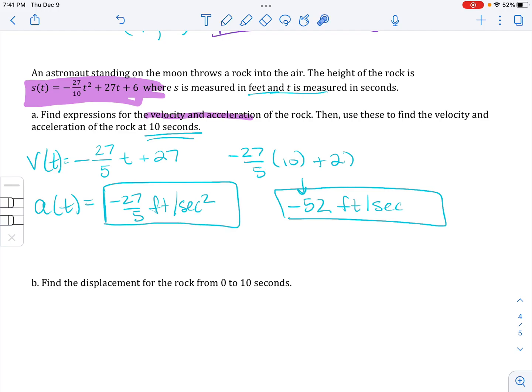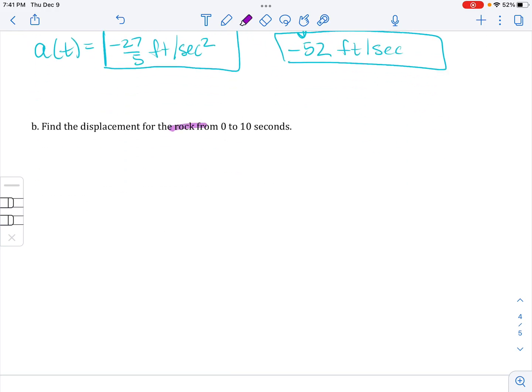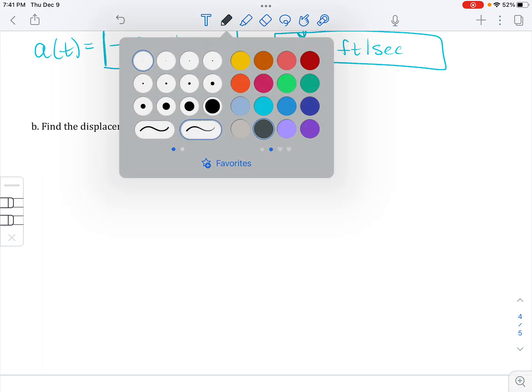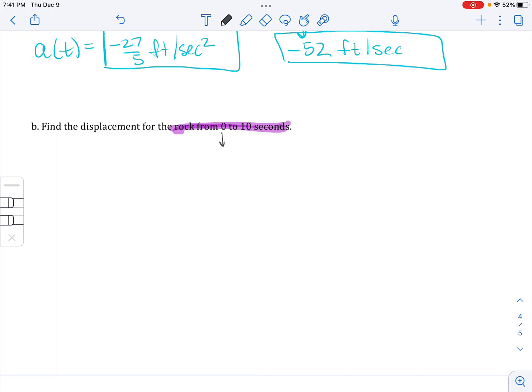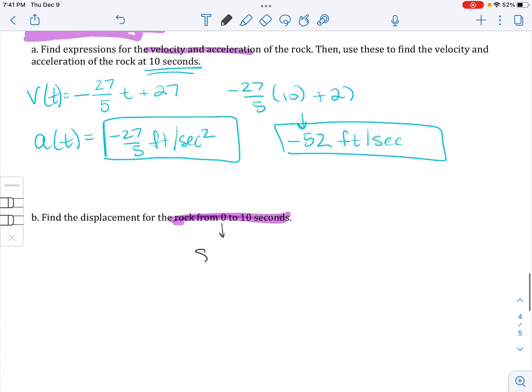Okay, so short story, take the derivative, get an answer, plug it in if you can. Sometimes there's a variable left over and sometimes there's not. If there's not, then there's obviously nothing to substitute. Find the displacement for the rock from 0 to 10 seconds, no problem. That's positional. So find s of 0, get an answer. Find s of 10, get an answer. And whatever those are, we just subtract them out.